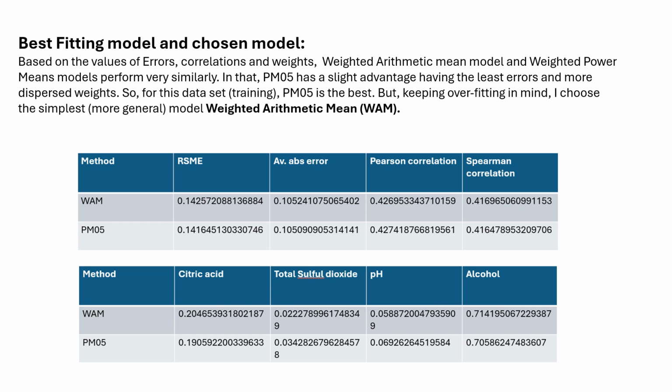Now, for the best fitting model, I chose based on the values of error, correlation, and so on. The weighted arithmetic mean and the weighted power means perform very similarly. Now, keeping overfitting in mind, after all this analysis, I chose the simplest, which is more general, that is the model of the weighted arithmetic mean. The next slide.